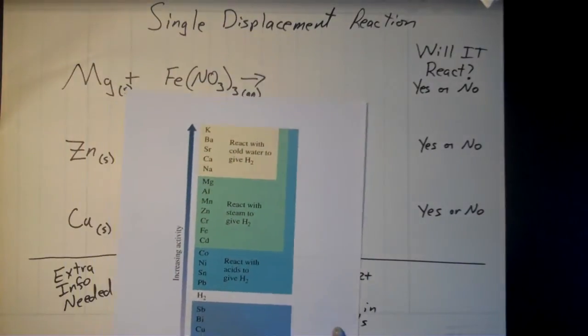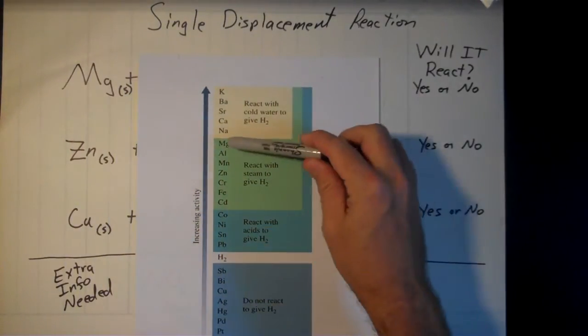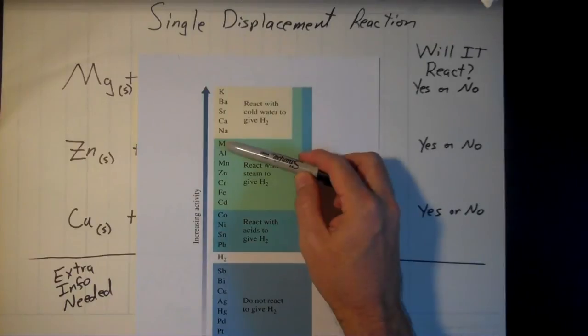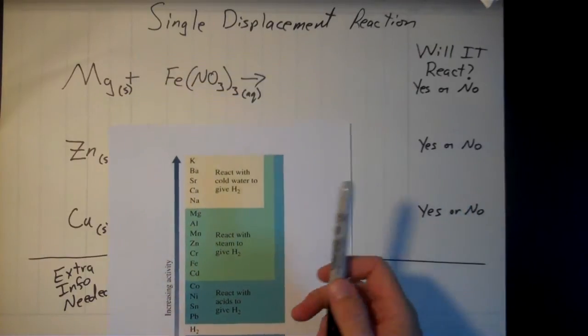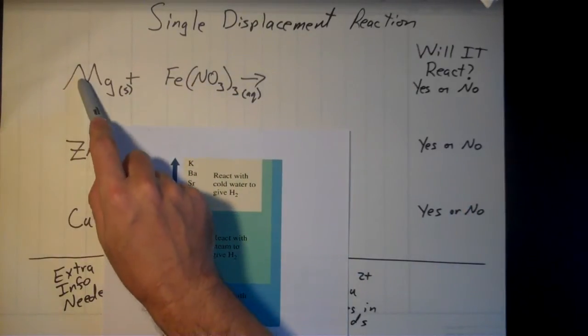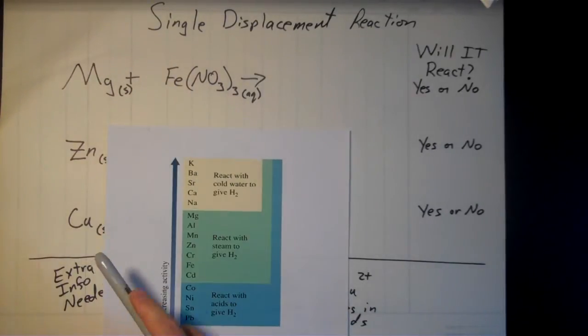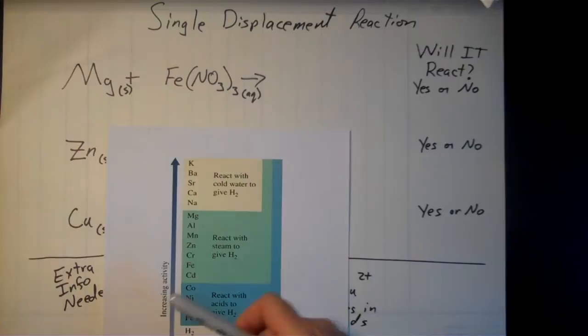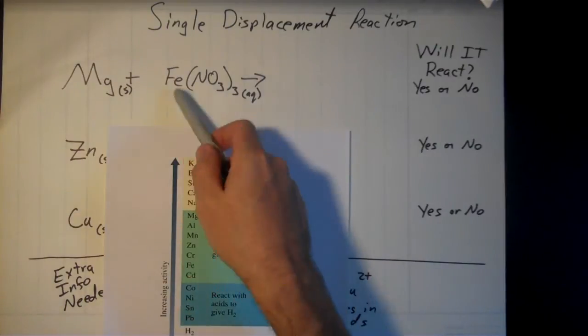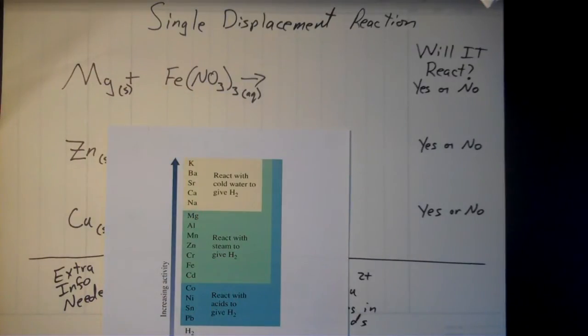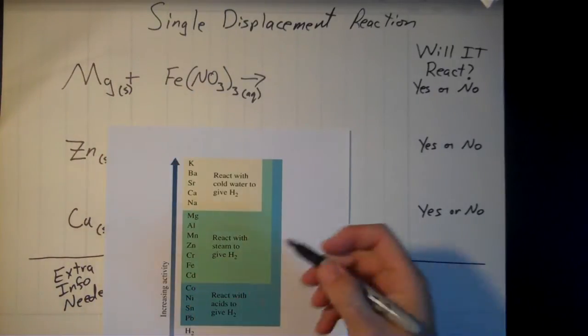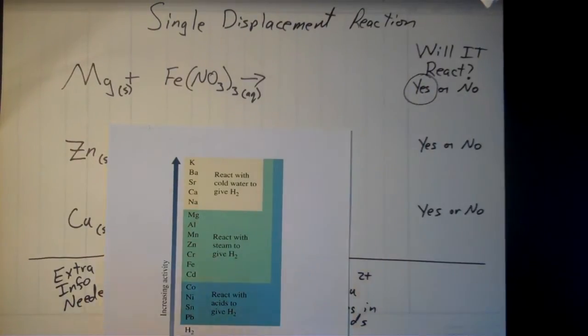So if we look for magnesium and iron on our list, magnesium is higher up than iron. Magnesium's more reactive. The way I usually think of it, magnesium is able to kick the iron out of the compound. If it's more reactive, it'll kick that element out. If it's less reactive, then you can think of it as not being strong enough or reactive enough to kick that element out of the compound. So it's always the metal by itself versus the metal in the compound. In the case of magnesium with iron, magnesium's more reactive. The answer there is yes, it will react.